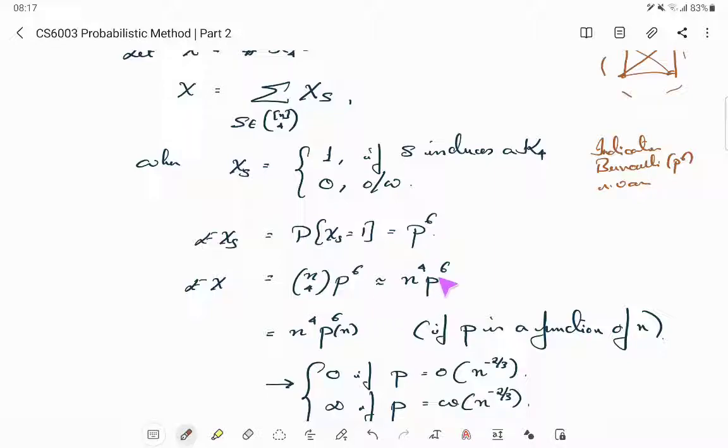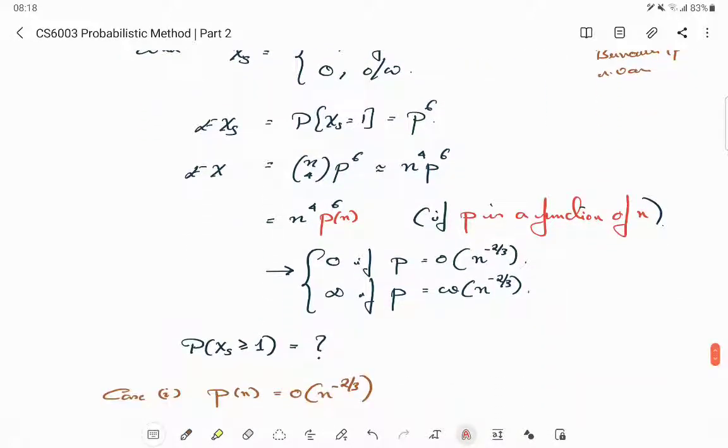Whereas if I play a bit more with p and allow p to be a function of n, as shown here, then I can get something more interesting. I can get what is known as a phase transition, to be more precise. Now if you play with this n power 4 p power 6, you can determine what growth rate of p makes it vanish, go to 0, and what growth rate makes it go to infinity. These are the two distinctions that we want to make.